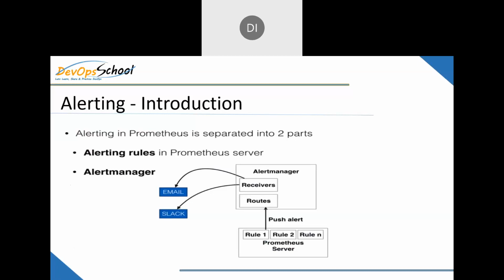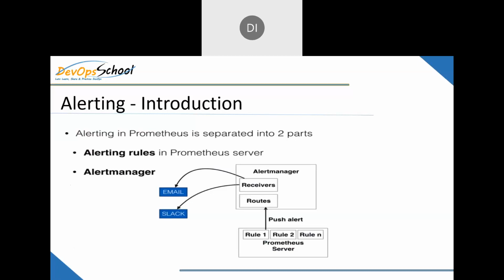So we have to write a rule for it. We call it alerting rule. So we will write an alerting rule in the Prometheus server. Look at the Prometheus server, you have rule 1, rule 2, rule n. So you have to write rules in the Prometheus server, and if rules get violated, then Prometheus server calls the alert manager. Now, alert manager, based upon the configurations, may send email, Slack, or PagerDuty or whatever it is. Are you able to understand this?